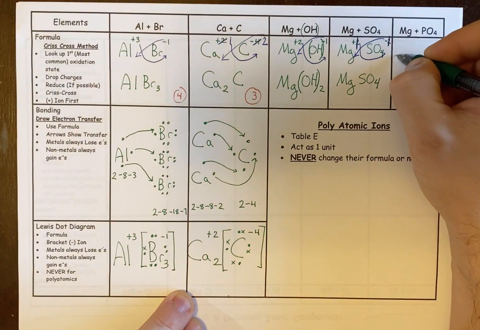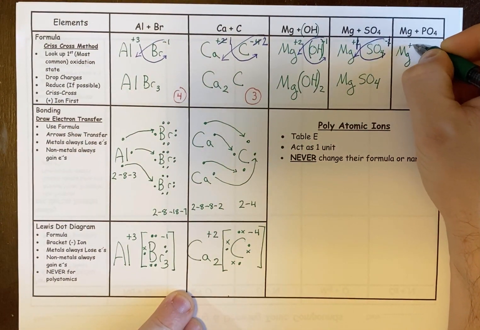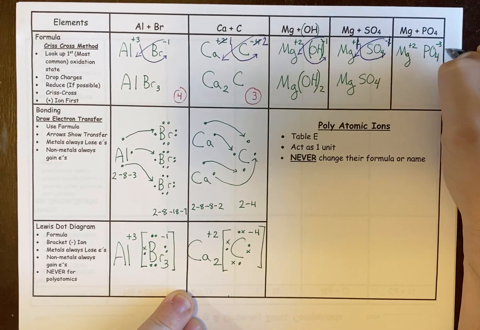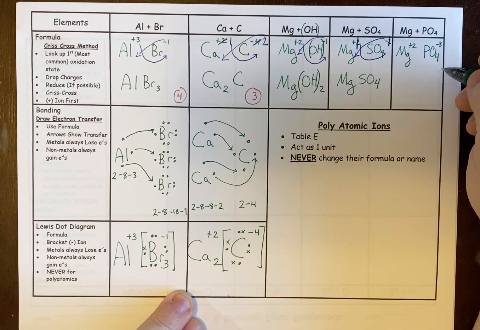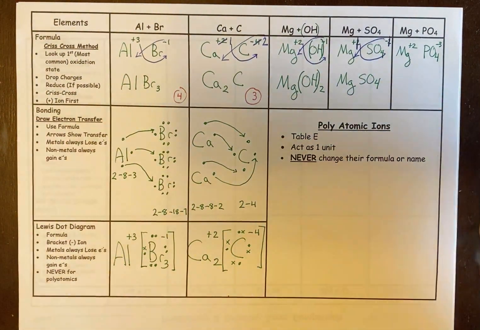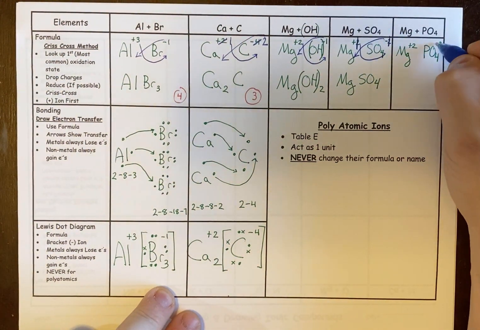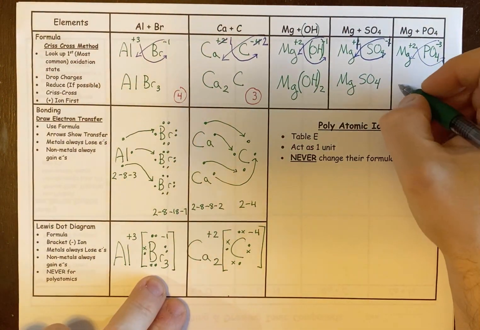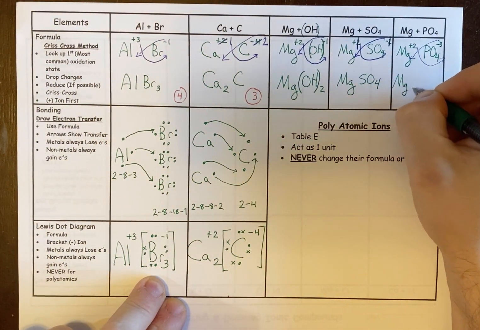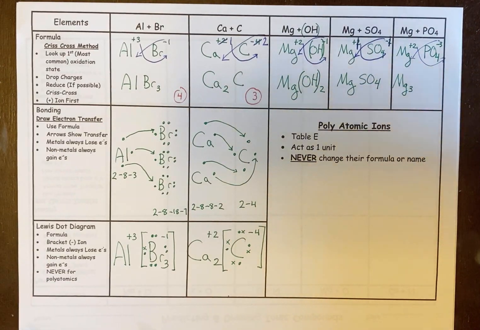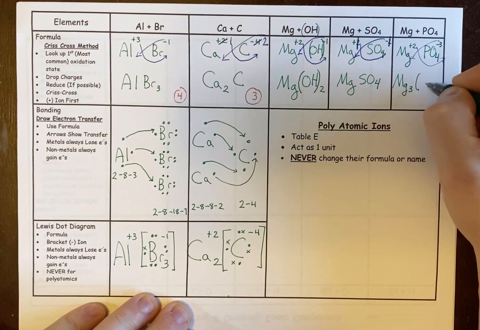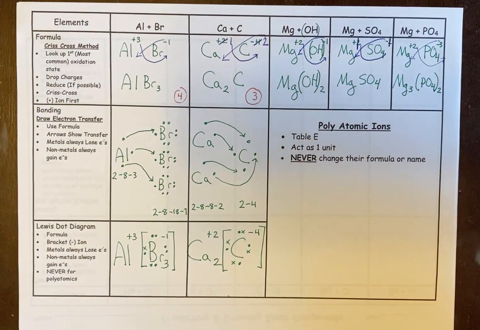Now the next one, Mg +2, PO4 -3. That -3 is not for the O, it's for the whole thing, just to remember. We can't reduce them. We ignore the charges. We crisscross. So I need 3 Mg's. So I write Mg3, no parentheses around that because that's just an element. And then I need to have 2 PO4s. So I write PO4, close the parentheses, the 2 goes outside.